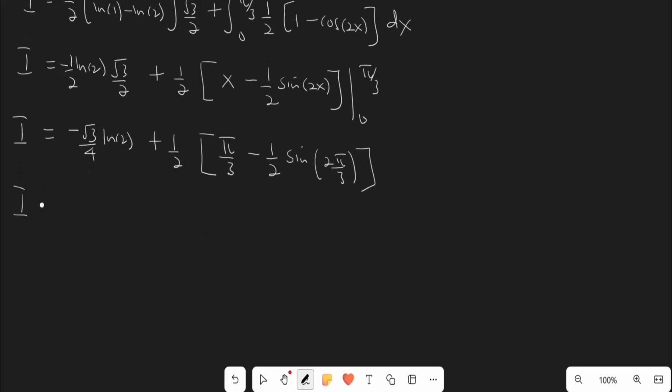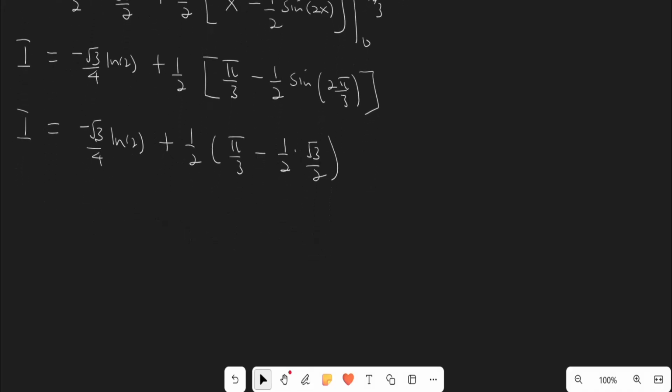Now this is 1/2. I is going to be negative square root of 3 over 4 ln of 2 plus 1/2 into what, pi over 3 minus 1/2 sine of 2 pi over 3, which is sine of 120, and sine of 120 is the square root of 3 over 2. And with this we are done. This is negative square root of 3 over 4 ln of 2 plus multiplying this out is going to be pi over 6 minus the square root of 3 over 8. That is 2 times 2 times 2, right?